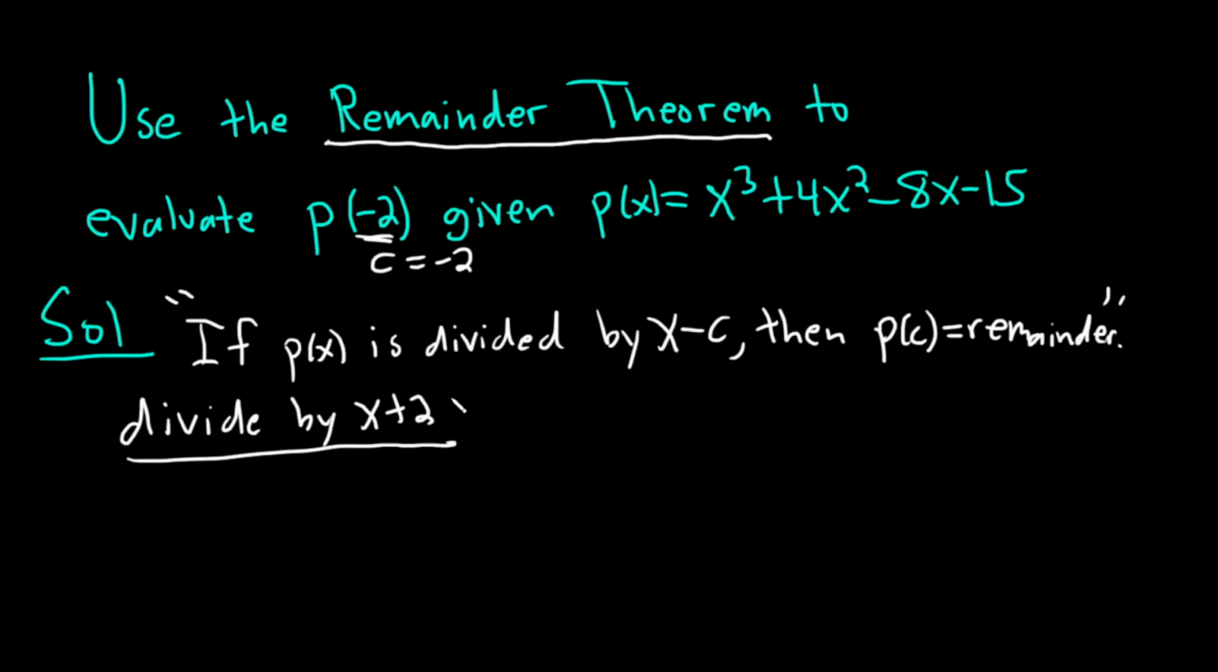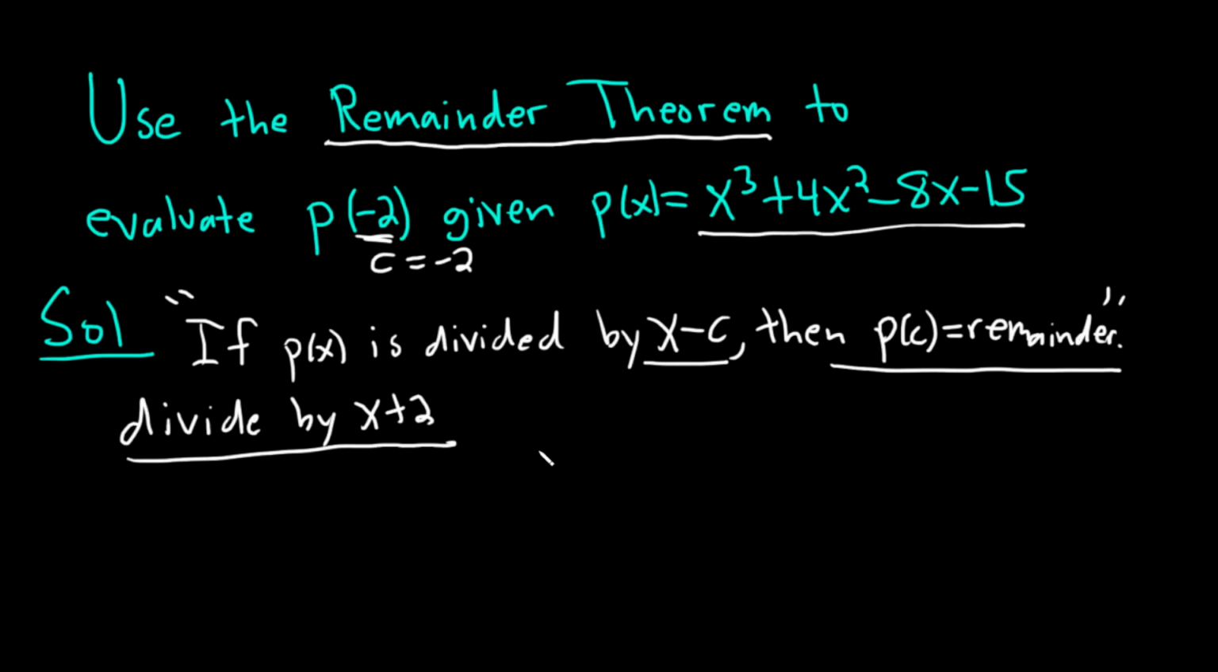Just to be really clear on what's happening: we're told to look for p of negative 2, and we're given this polynomial. The remainder theorem says that if you divide a polynomial by x minus c, then p of c is the remainder. So you're basically just looking for this. What's c? Negative 2. So you just have to divide by x plus 2, and then the remainder is going to be p of negative 2.